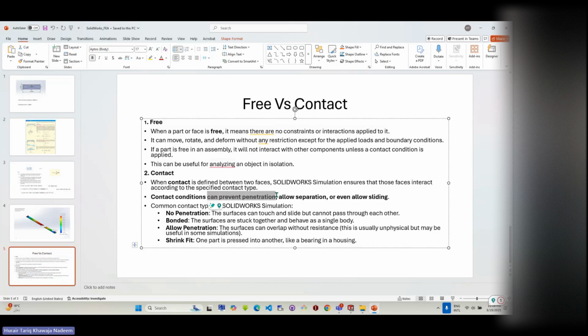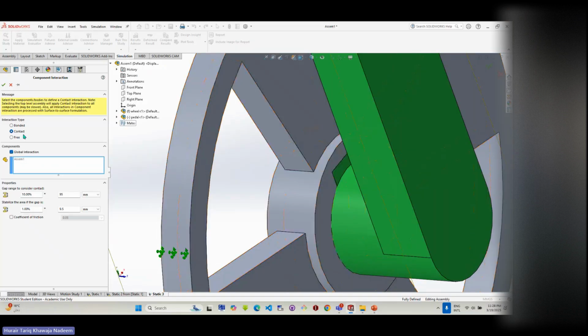Penetration is not allowed. This means one material cannot go inside another material, but they can separate. They can come out, they can come off, and they can slide onto the surface. So no penetration: surfaces can touch and slide, but cannot pass through each other. Bonded means the surfaces are stuck together and behave as a single body. Right now, we did an analysis for bonded.